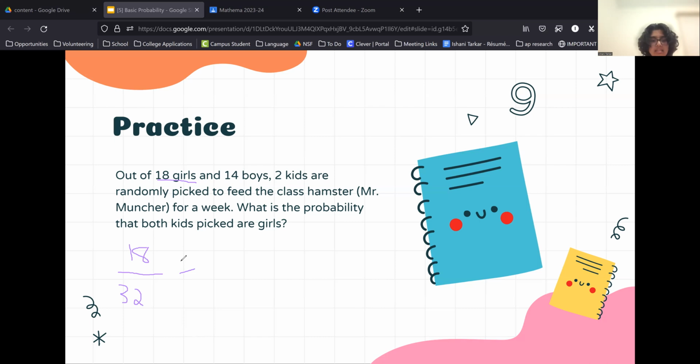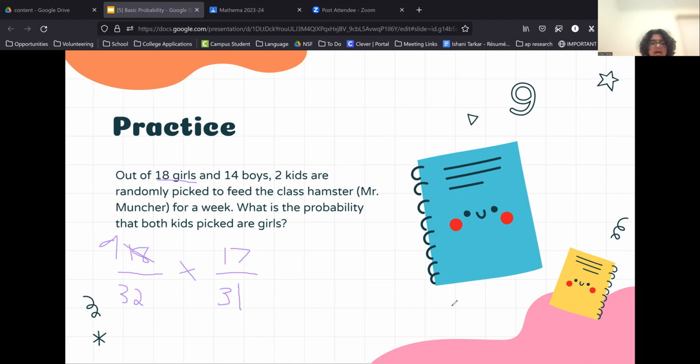The probability that the second person picked is a girl is one less than this. And that is because it means we have 17 girls now, right? Because the first one picked was already a girl, right? So that would mean that we have 17 as the total number of desired outcomes, and we have 31 as the total number of outcomes, right? So let's try to simplify this a little, right? 18 is divisible.